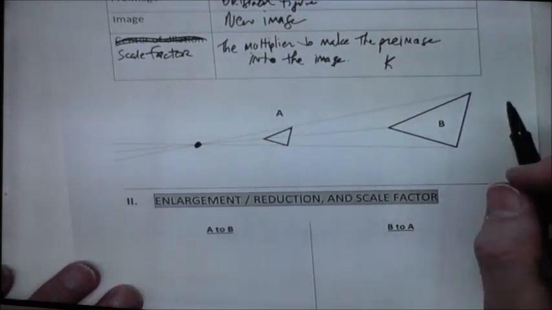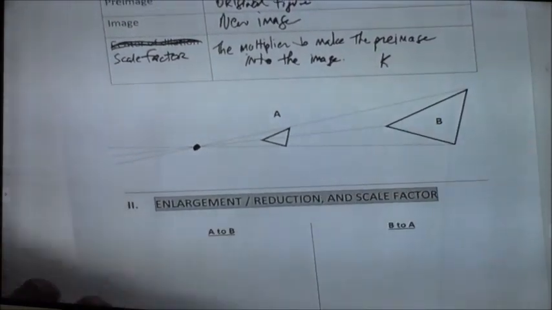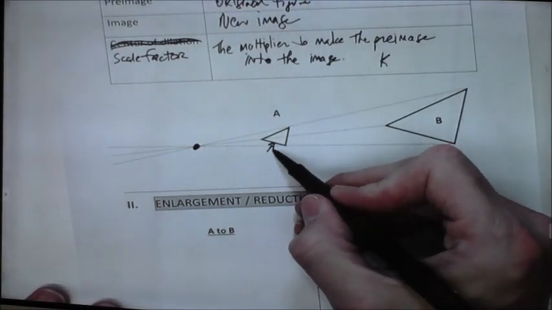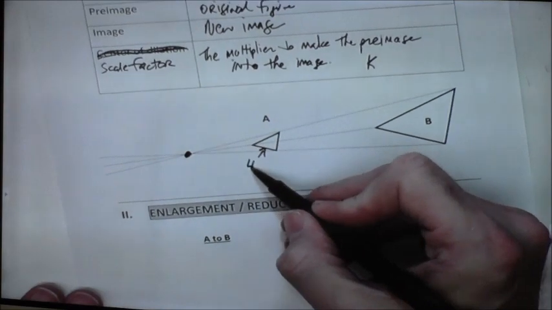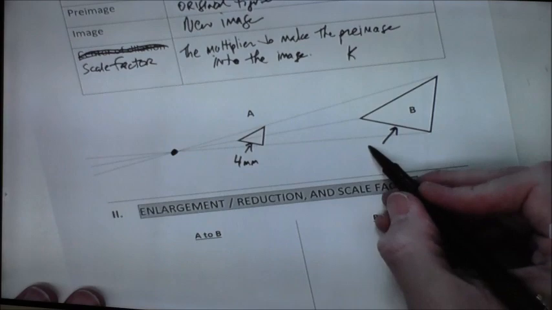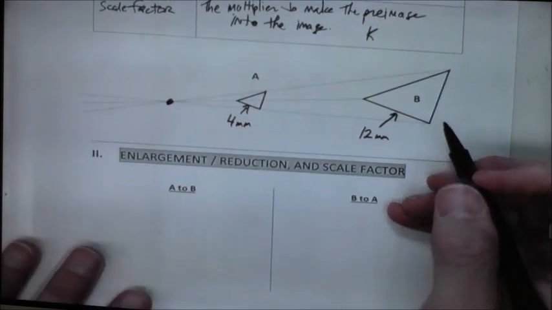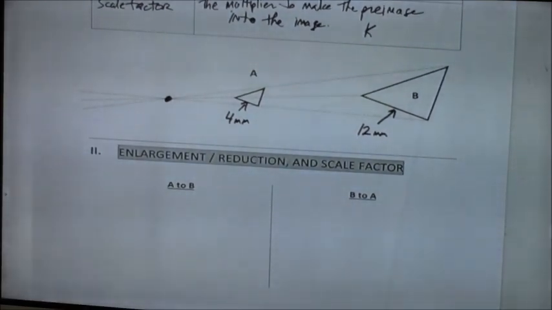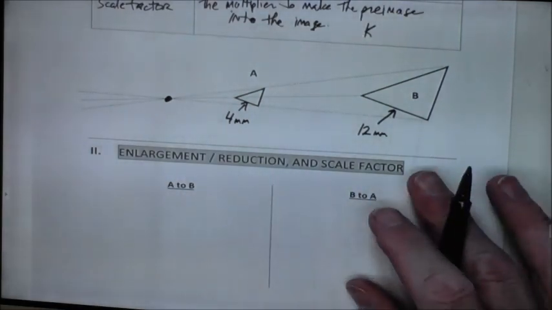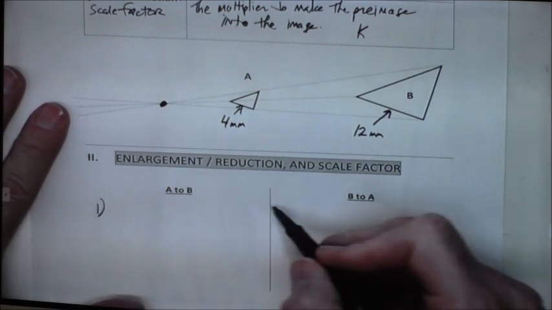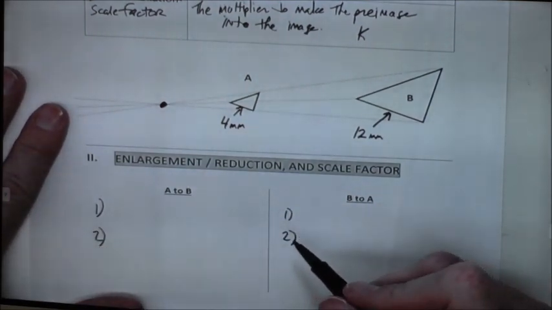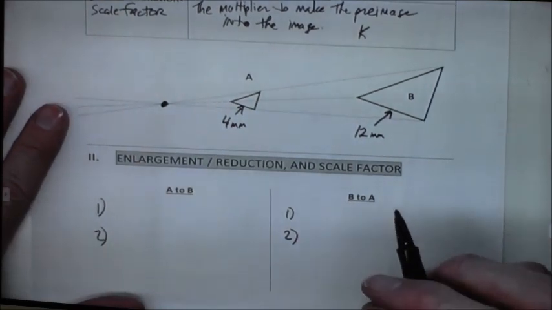Okay, so I'm going to put some numbers here and we're going to work. This side length here, I'm going to say is 4 millimeters. This side length here is going to be 12 millimeters. And then we're going to do a couple of questions about it. Easy question and almost as easy a question, not really hard.